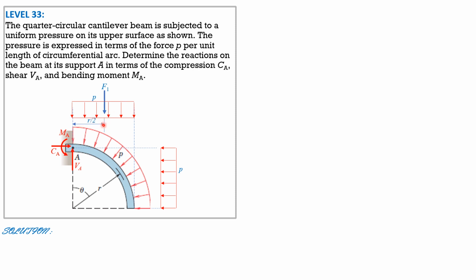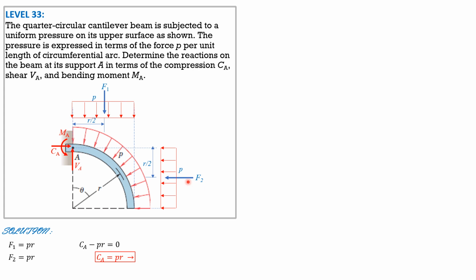By the way, this is R over 2, which is half of R, and that is F2, and the distance from the top is also R over 2 because the vertical distance is R. So summation forces horizontal, C sub A equals F2, and F2 is just PR. So F1 equals P times R, F2 is also P times R. So summation forces X equals 0, C sub A minus PR equals 0, so the compression at A is PR.